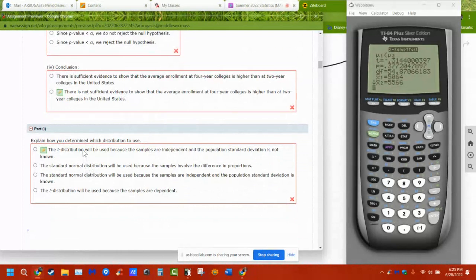Why do we use a t distribution? Because we don't know the population standard deviations. Yes, the samples are independent and the population standard deviation is not known. That's the bigger part. The population standard deviation is not known.